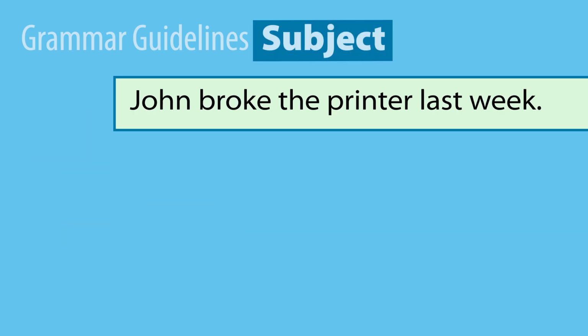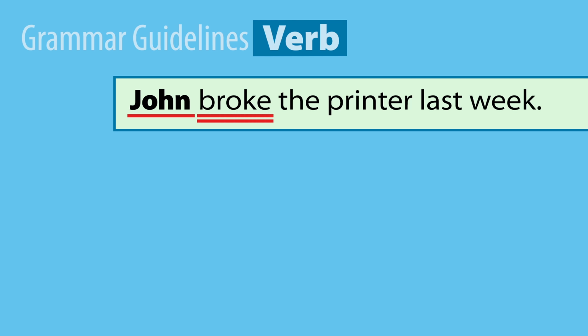Now let's look at subjects. Subjects perform the action of the verb you just found. Who broke something? John. It's helpful to underline subjects once and verbs twice.